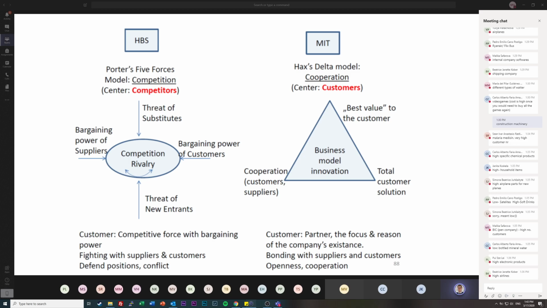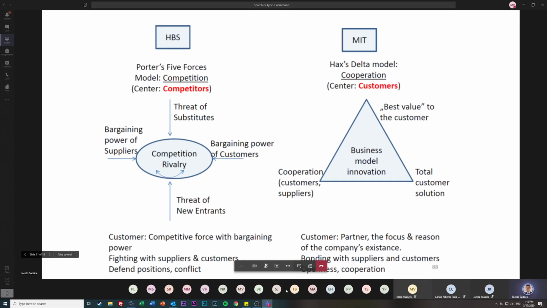What's the difference? The HBS model, Porter's Five Forces model, is oriented on the competitors: how is the situation between the competitors on the market. The Delta Hex model is oriented on the customers. That's the difference. But what's important for us is that both Porter's Five Forces model and the Delta Hex model are for the analysis of the external environment.